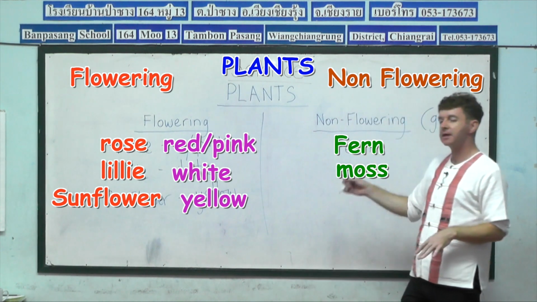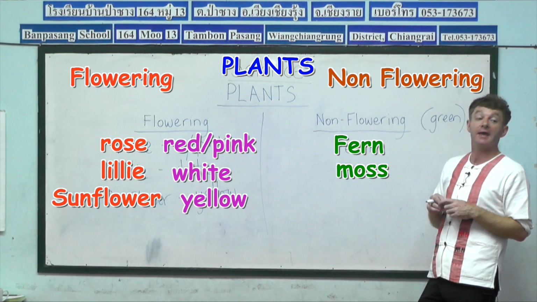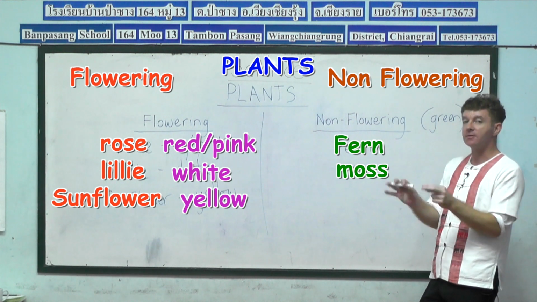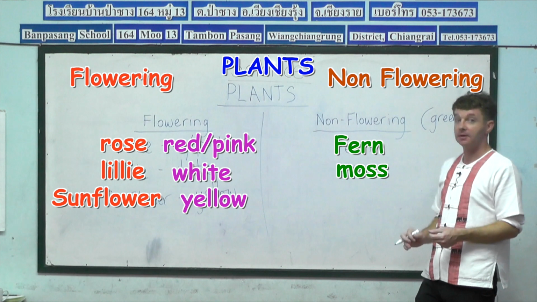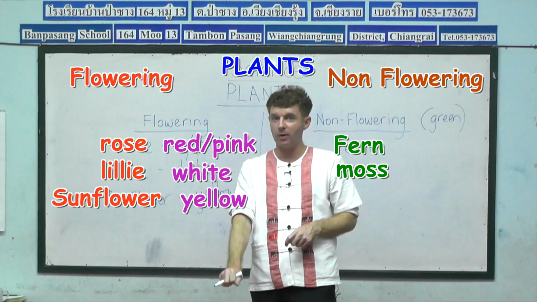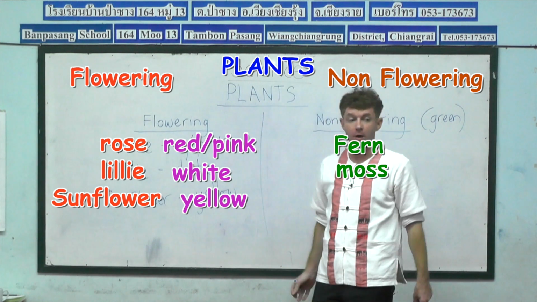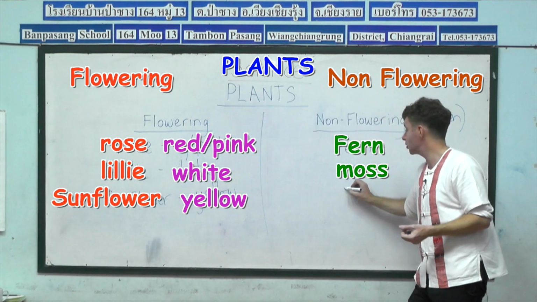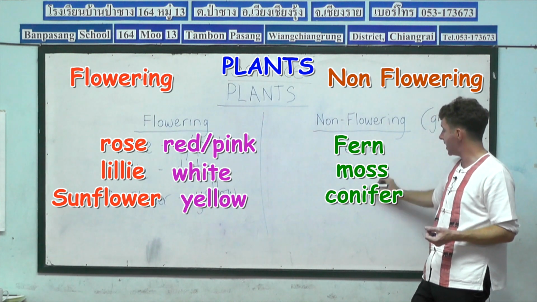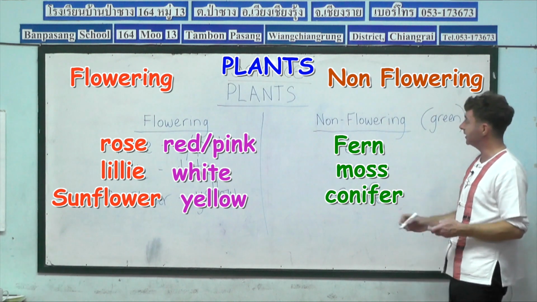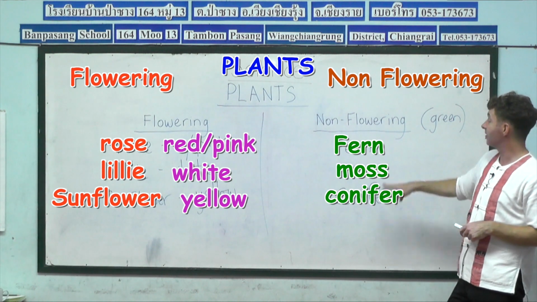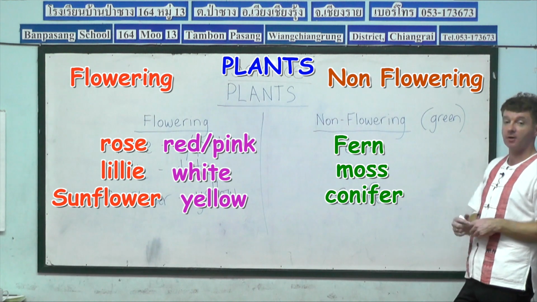And then, can we think of one more? Conifer, yes. Conifer is the plant with the sharp leaves that we have to be careful with. If you see a conifer, don't try to touch it too quickly because the leaves are quite sharp and they can hurt. So conifer, C-O-N-I-F-E-R. Non-flowering plants: fern, moss, conifer.